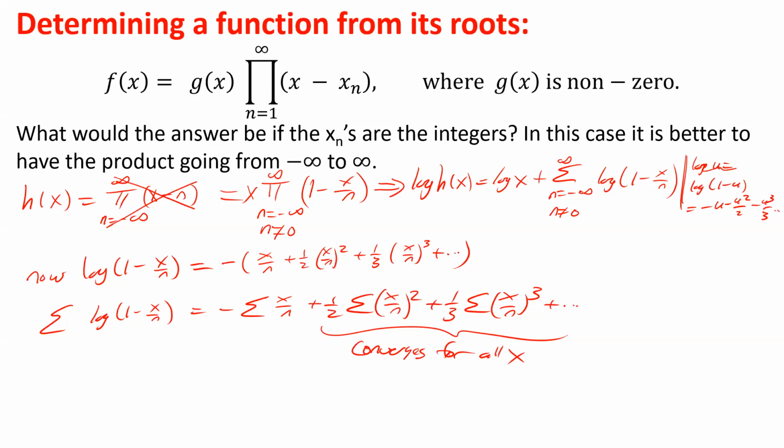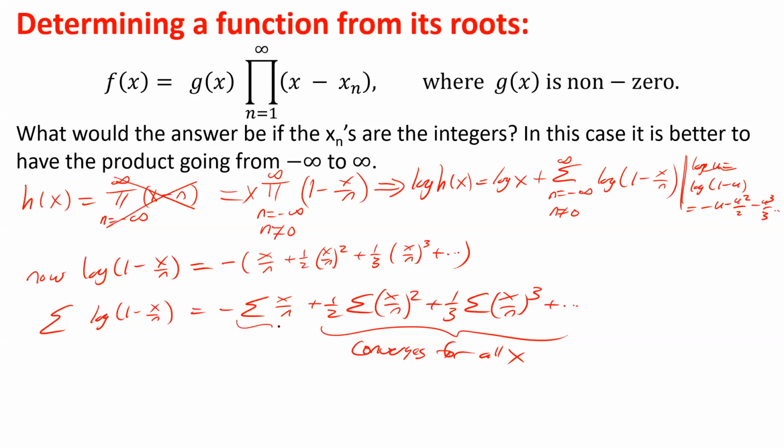For each fixed power, the squares, the cubes, the fourth, each one of these converges, but then you have all of those sums. So you have to show that the sum of all this stuff is still going to converge, no matter what x is. So I'll leave that as an exercise.